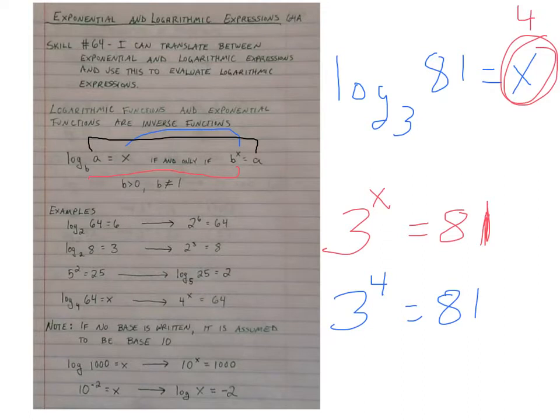It should be noted that if no base is written, it's assumed to be base 10. So log of 1000 equals x means base 10 raised to the x power is 1000. And in that case, x would be 3, because 10 to the third is 1000.